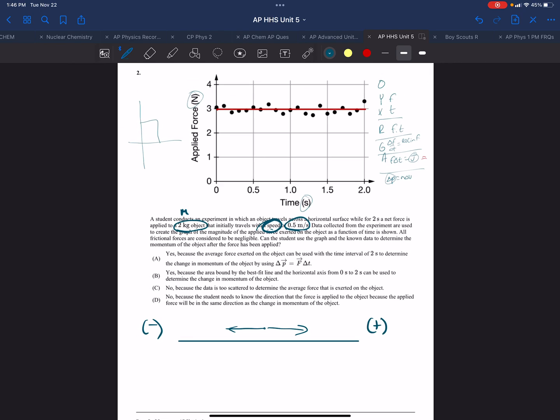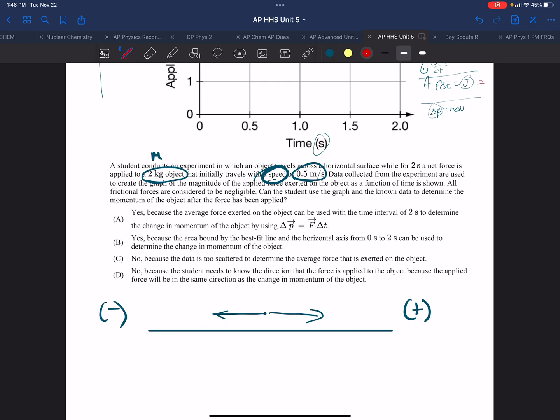But we do know from the graph that the force is positive. So the force is acting in this direction. If the force is acting in this direction, the speed will increase. But if it were traveling in the other direction, the speed will decrease. So for 2 seconds, the net force is used to create the graph. If frictional forces are negligible, can the student use the graph and the known data to determine the momentum of the object after the force has been applied?